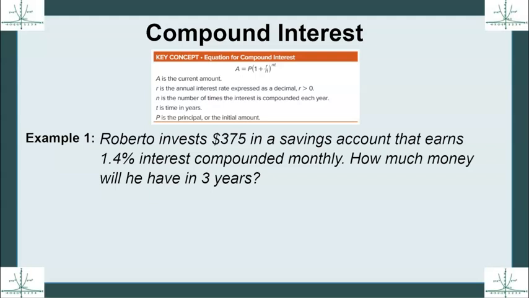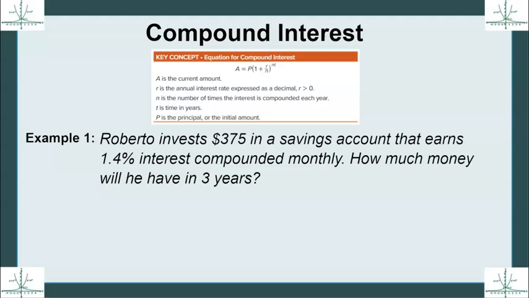So the equation for compound interest is A equaling P times 1 plus the rate divided by the number of times it's being compounded, raised to the NT power. Now the capital A represents your current amount balance. The R is the annual interest rate expressed as a decimal. The N is going to be the number of times interest is compounded each year. So that could be daily, it could be compounded annually, it could be monthly, it could be quarterly, it could be semi-annually. We have T, the time in years, and then P is the principal amount or the initial amount invested.